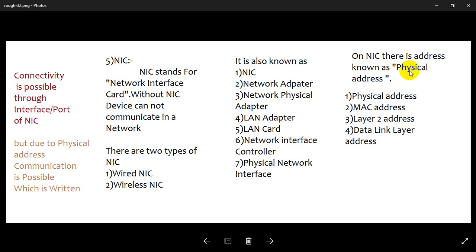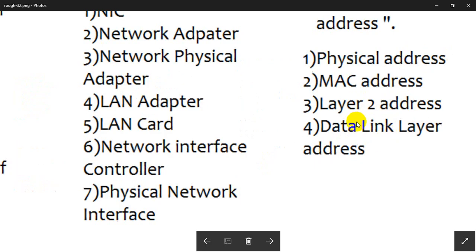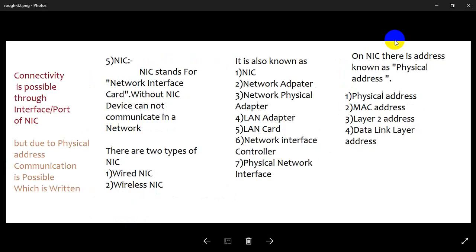On the NIC there is an address known as the physical address, because it is written physically, and it has different names. So if someone asks you what is this, don't be confused and say sir hasn't taught me in his lectures, because these are just different names of one thing. The concept is the same. The physical address is just physically placed, so that's why it is known as physical address. It is also known as MAC address, media access control address, layer 2 address, data link layer address, or data link address.